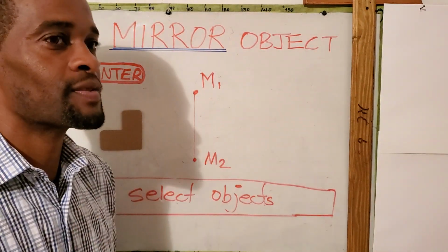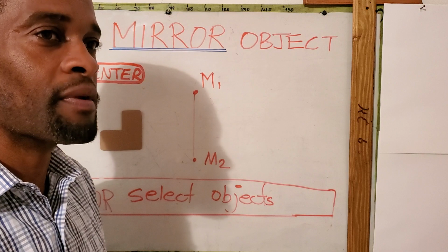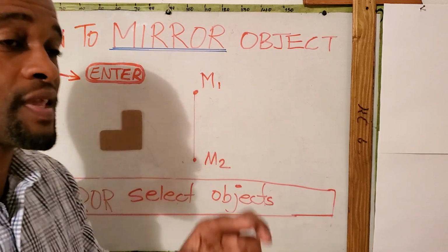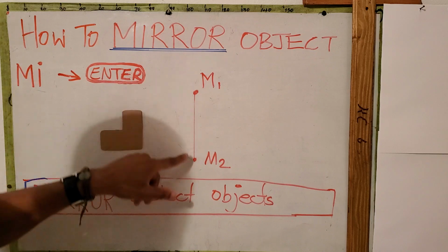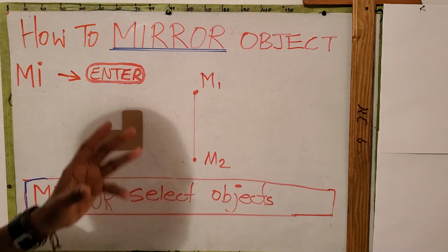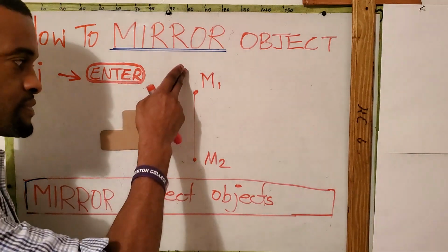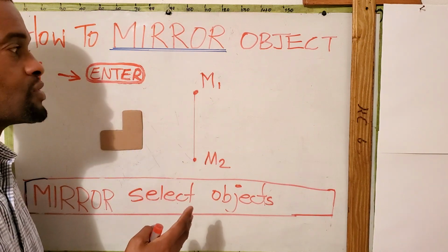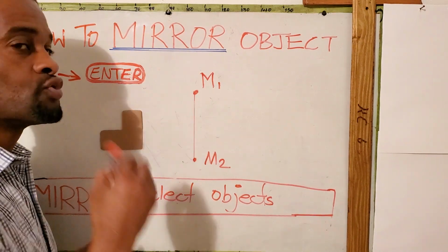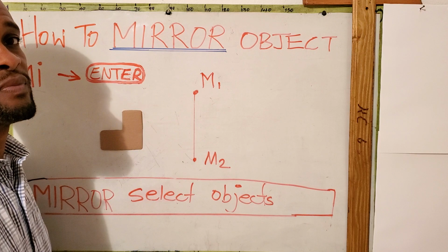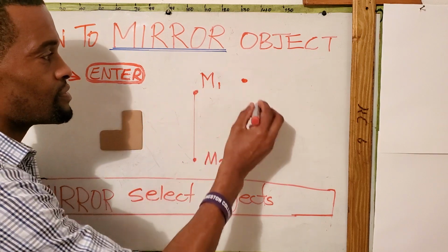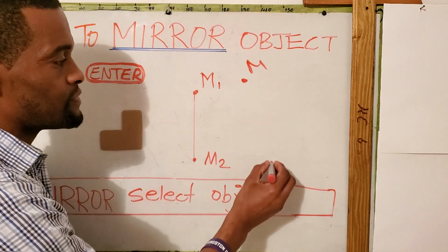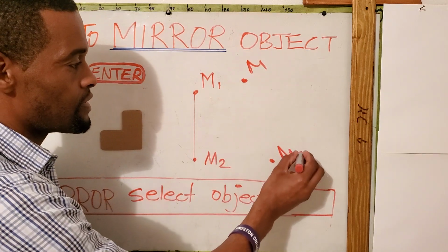Two important things that we need to appreciate about mirror is that a mirror has a mirror line, M1 and M2. This can be in the form of a pronounced line, or it could be two imaginary points. It could be a line or M1, M2.